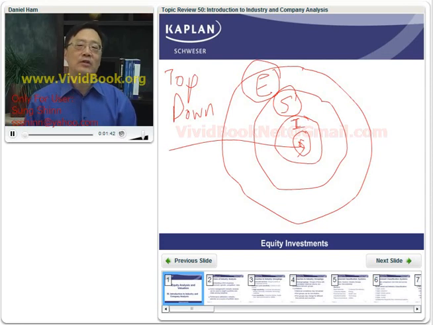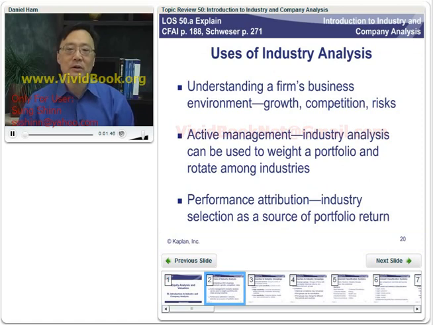And now we're going to start with looking at 3 specific uses of industry analysis. The first use is contextual. We drew up the top-down analysis, and the inner 2 circles are industry and company. So the growth opportunities, the competitive environment, and the risks associated with the industry are going to filter down to the company, and the companies will filter up to the industry.